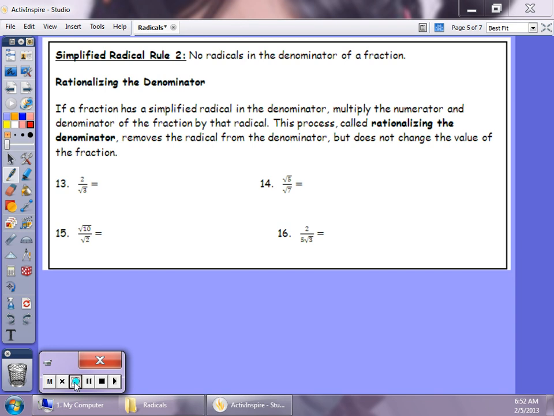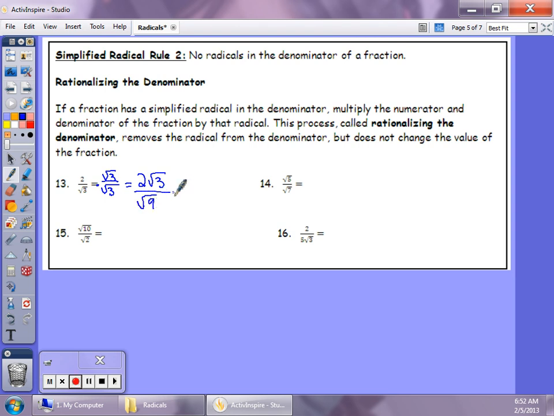So for example 13, we have 2 divided by root 3. So when we rationalize the denominator, we're going to take the simplified denominator and multiply that by both the numerator and the denominator. Okay, so we have 2 times root 3, which is 2 root 3. And then on the bottom, we have root 3 times root 3, which is root 9. So what rationalizing the denominator is going to do is turn that bottom number into a perfect square. So we know that 2 root 3 is simplified because 3 does not contain a perfect square, but we do know that the square root of 9 is 3. So now we have our simplified fraction of 2 root 3 over 3.